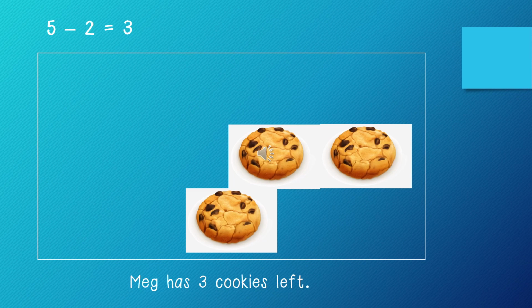If I scratch out 2, how many cookies do I have left? Let's count. 1, 2, 3. So now it's time for my number sentence. Let's take the words from our story as usual. Meg has 3 cookies left.